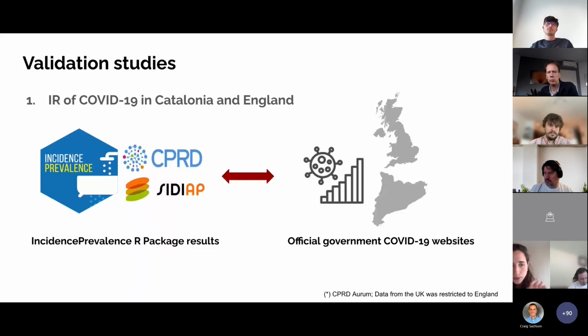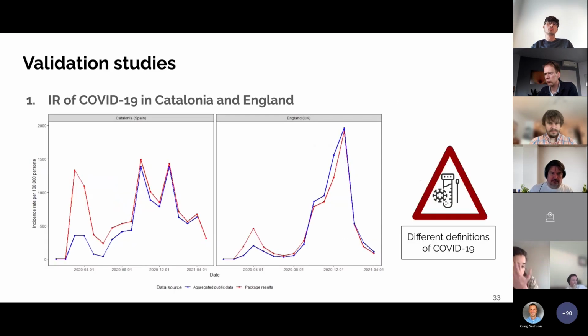For the first study, we ran the package against CDAP and CPRD Aurum, and we calculated the incidence rates of COVID-19, and we compared those rates to those reported in official government COVID-19 websites. And these are the results we got.